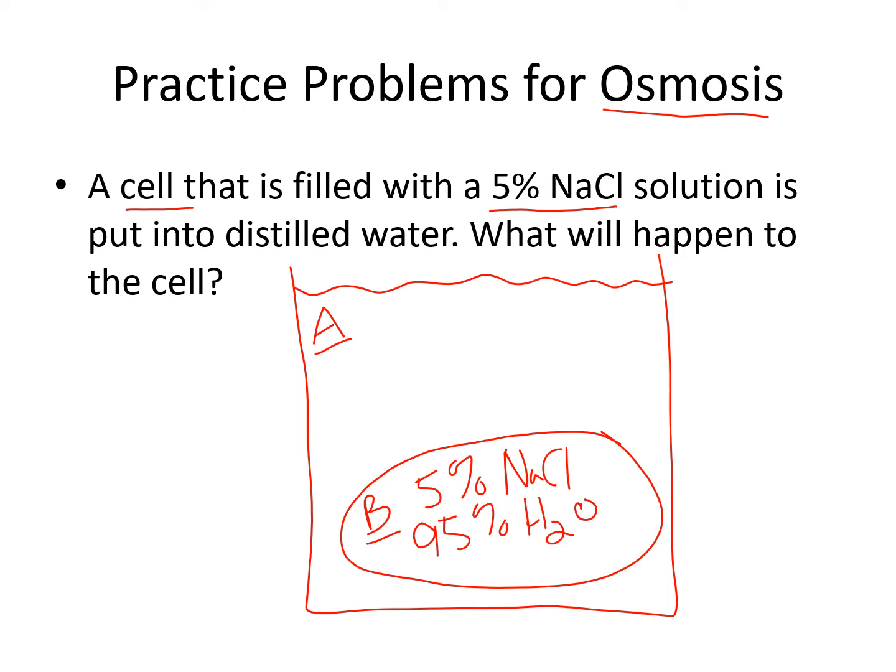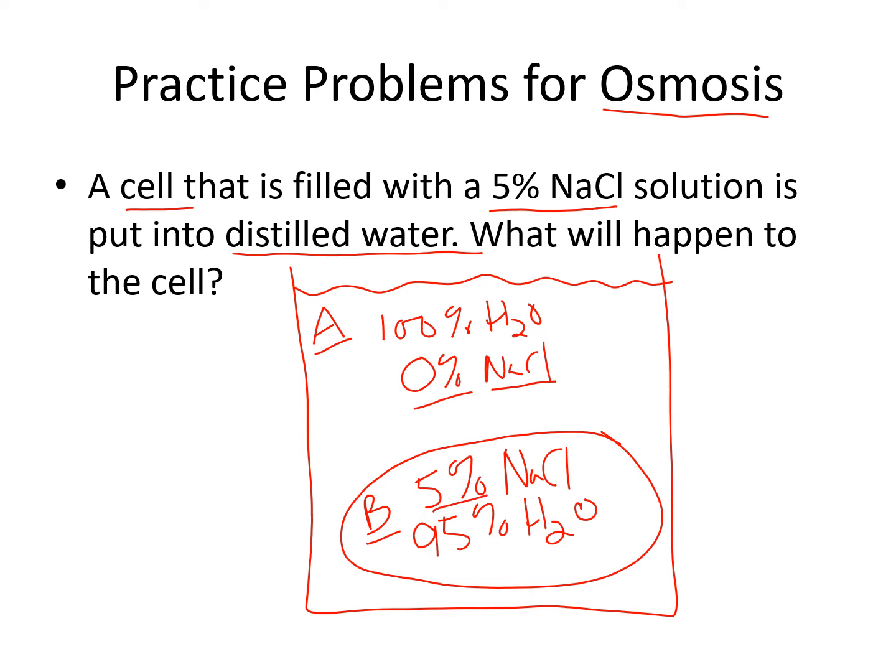Now the solution it's put into is distilled water. And distilled water is essentially 100% water. So if this is 100% H2O, then it's basically 0% sodium chloride. All right, so figuring out the two solutions. First, are they equal to each other? Do they have the same percentage of sodium chloride? 0% compared to 5%, they are not the same.